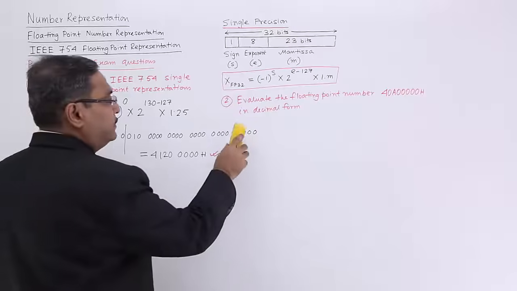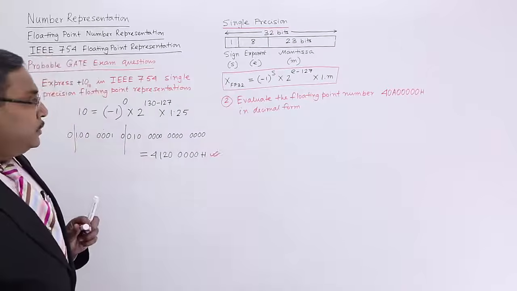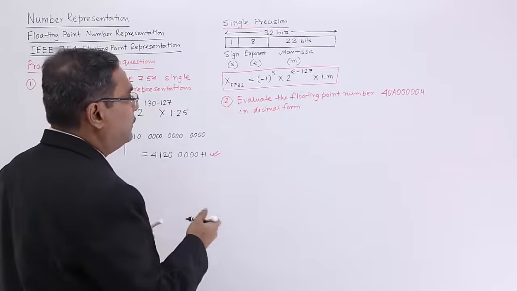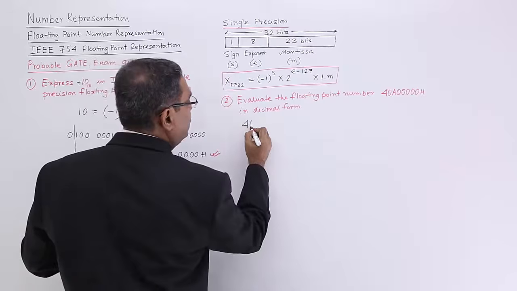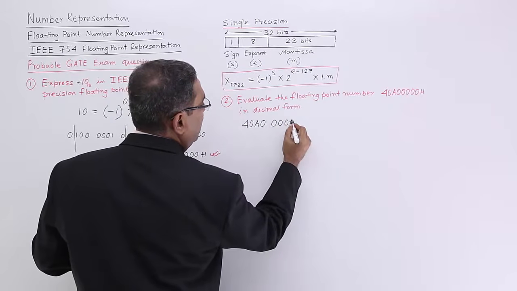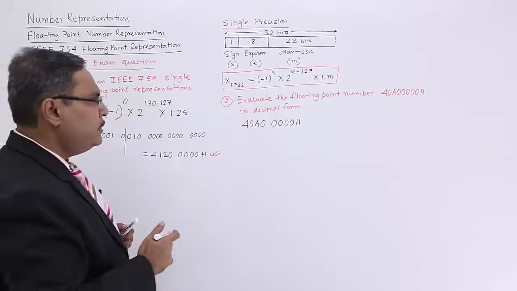Now, let me go for the next part. I am just erasing this one since I have already solved it. Now evaluate the floating point number 40A 1, 2, 3, 4, 5 in hexadecimal to the corresponding decimal form. So let me do it.